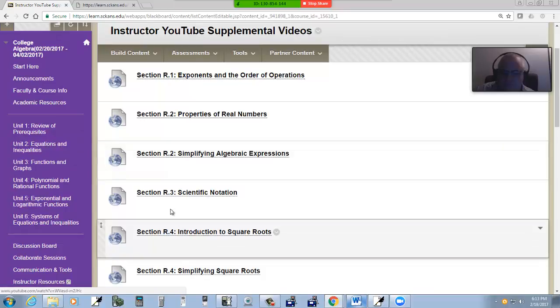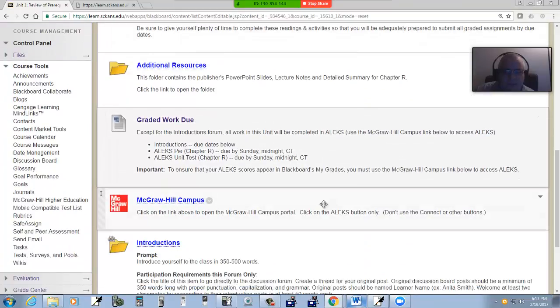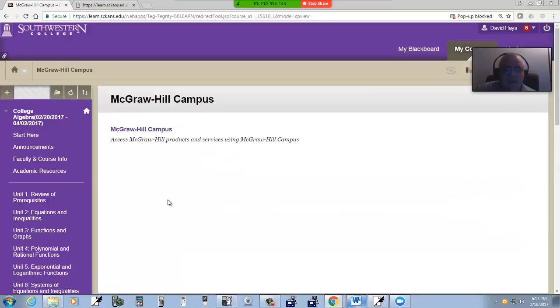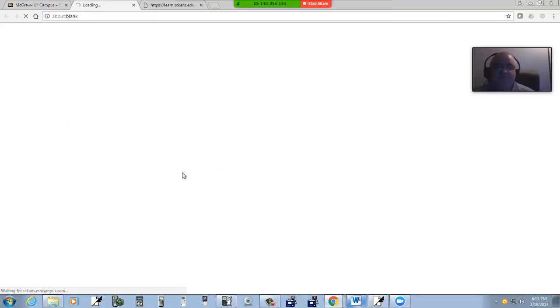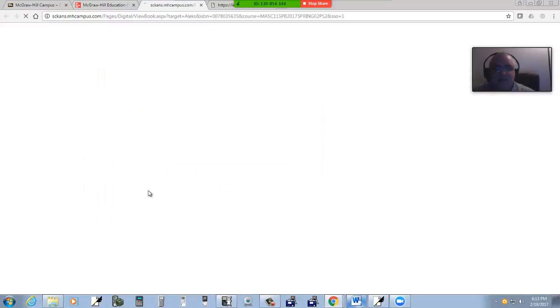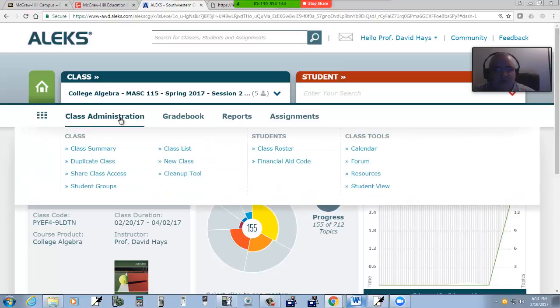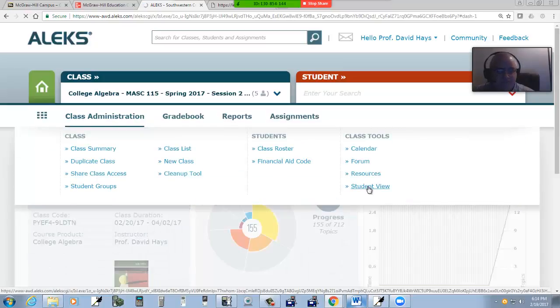Now go back to Unit 1, and you'll see down here it says McGraw-Hill Campus. And then there's a link here. If you click that, it'll come up, and you should see the book here, and then you just click the ALEKS link there. And that'll bring up the course. You'll have to enter your access code the first time, and probably your email and so forth. But at that point, it'll take you straight in. Yours will not look like mine. I'm going to go in Student View to show you what yours looks like.